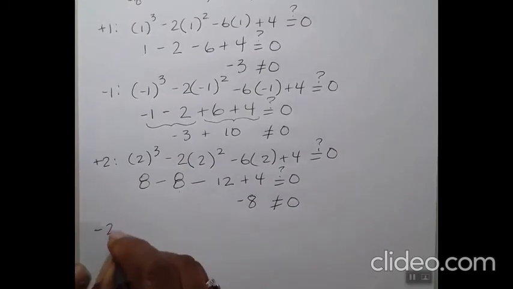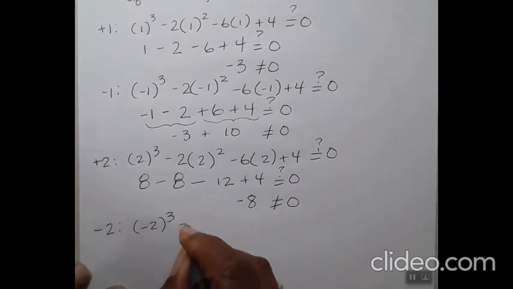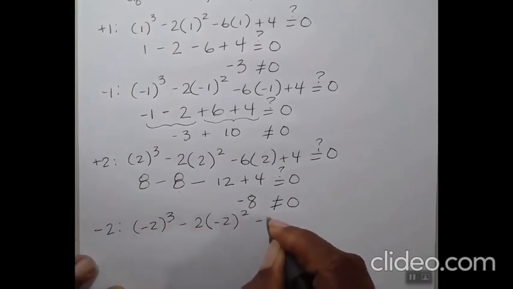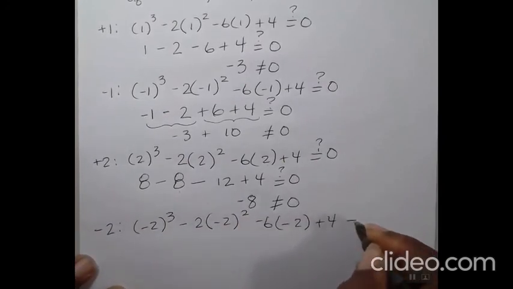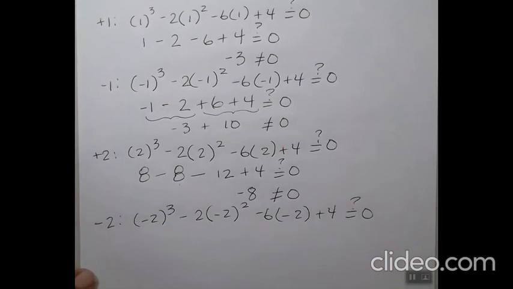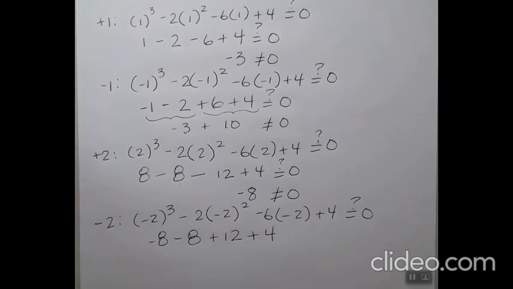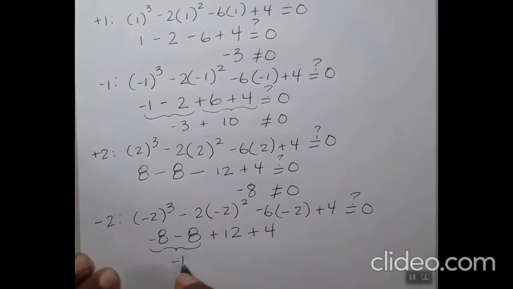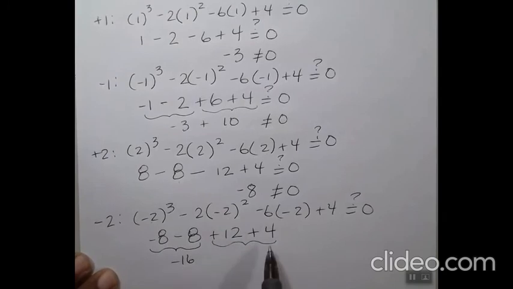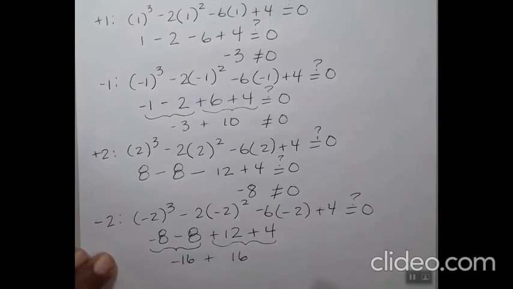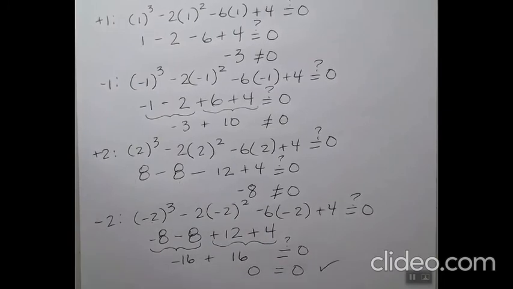Alrighty, let's see what about negative 2. Negative 2 cubed minus 2 times negative 2 squared minus 6 times negative 2 plus 4. Does that equal 0? Negative 2 cubed is negative 8. Again, we have a minus 8 because negative 2 times a positive 4 is negative 8. Plus 12 plus 4. Well, negative 8 and negative 8 equals negative 16. And 12 and 4 equals 16. These two do actually equal 0. Whoop, whoop.